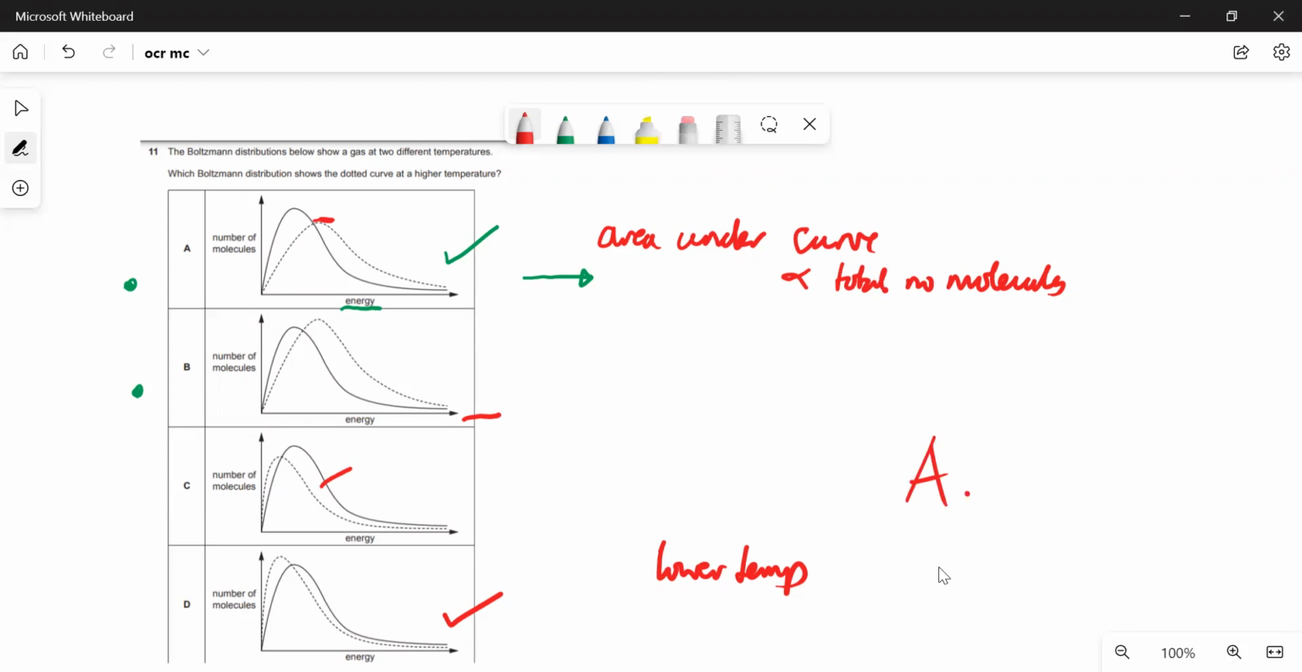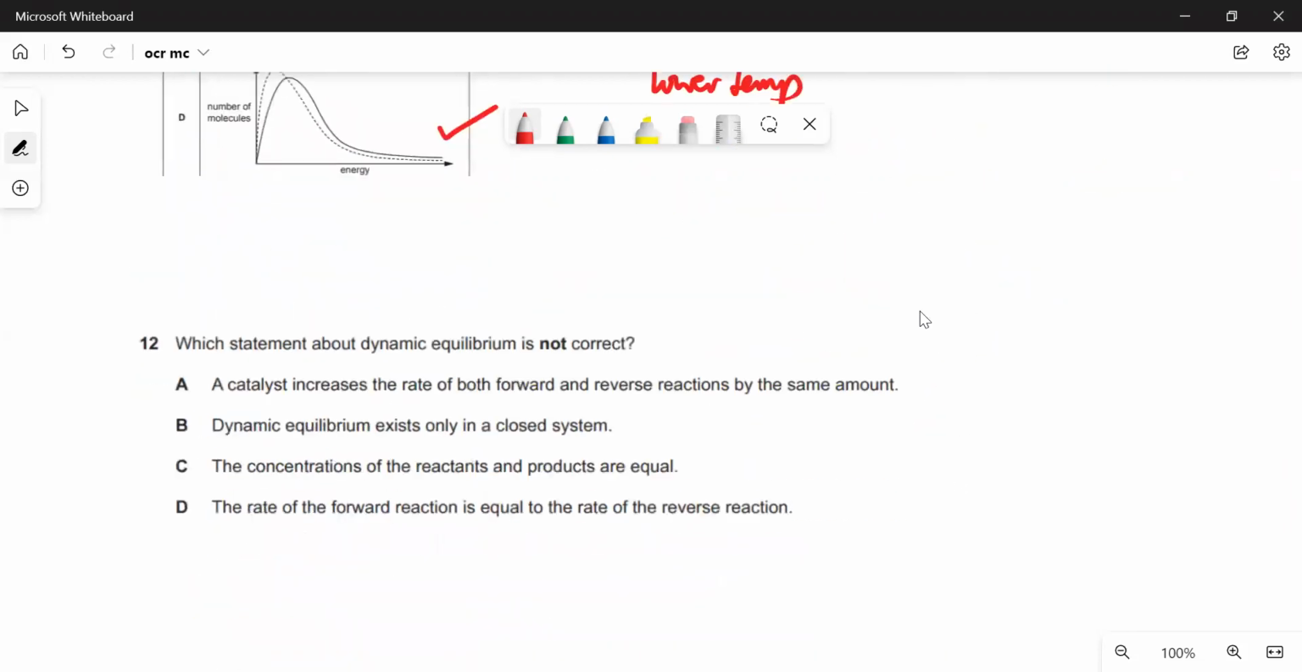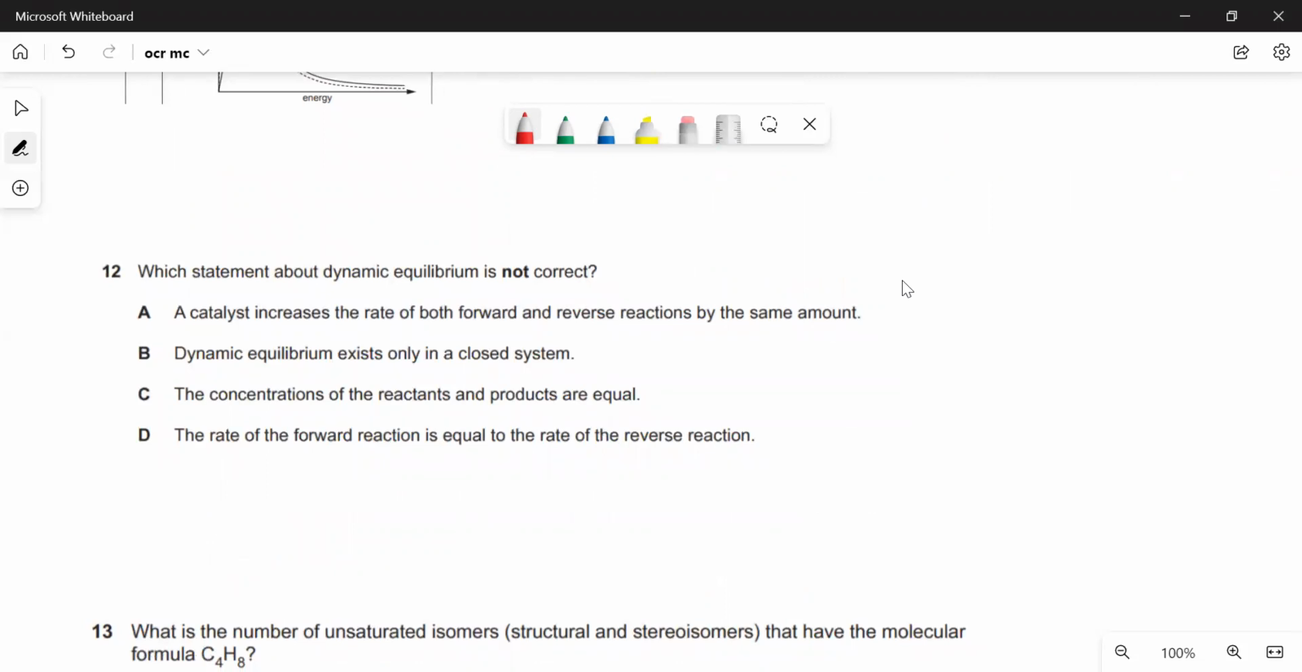Okay. Which statement about dynamic equilibrium is not correct? Right, a catalyst increases the rate of both the forward and the reverse directions by the same amount. That is correct. Dynamic equilibrium exists only in a closed system. Yeah, that's true, because if you take the lid off something, then all the gases escape and it's not going to reach equilibrium. The concentrations of the reactants and products are equal. They're not equal. They don't change, but they're not the same as each other. Okay, so that's wrong. So C is our correct answer here. Let's just check D. The rate of the forward reaction is equal to the rate of the reverse reaction. That is true always when something's at equilibrium. Okay, so C is the answer we're looking for there.